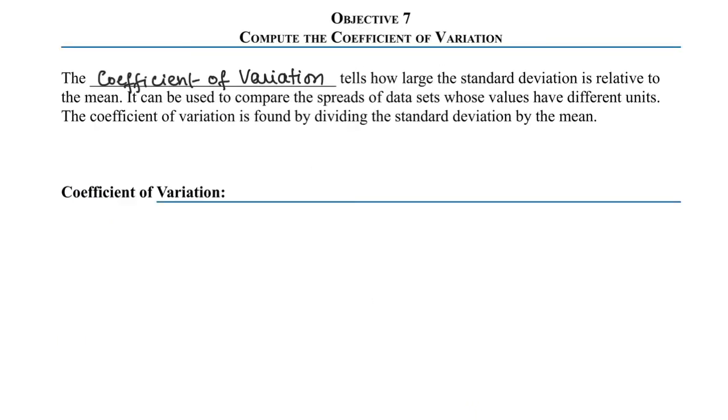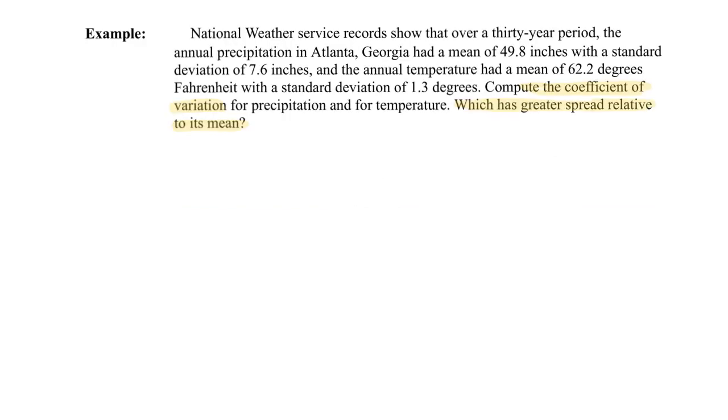Objective 7, coefficient of variation. Coefficient of variation tells us how large the standard deviation is relative to the mean. It can be used to compare the spreads of data sets whose values have different units. Coefficient of variation we can find by dividing the standard deviation by the mean. Let's look at an example.